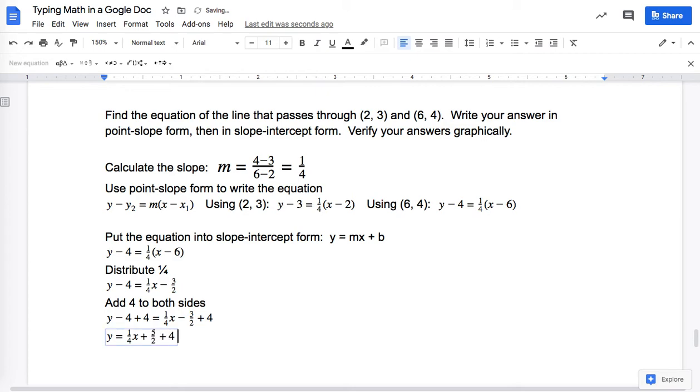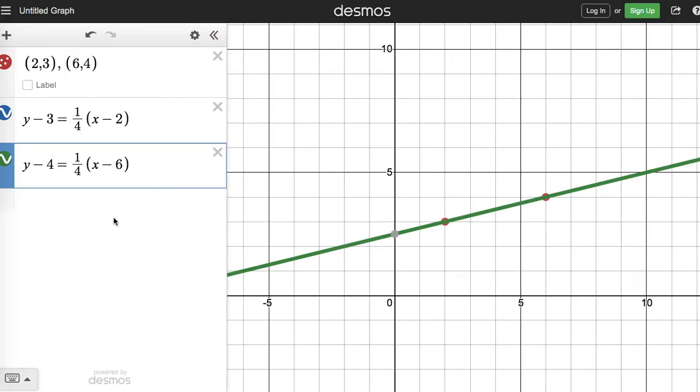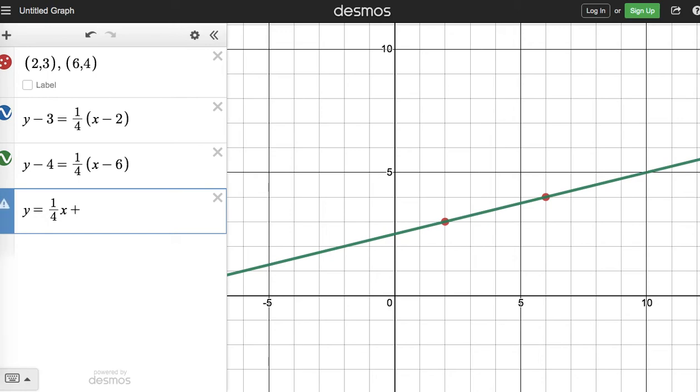Now, let's see if this gets the correct equation. Y equals 1/4 x plus 5/2. We can check that on Desmos. So y equals 1/4 x plus 5/2. Woohoo! So that's a really nice way to know that we did this problem correctly because all three forms match when we graph them.